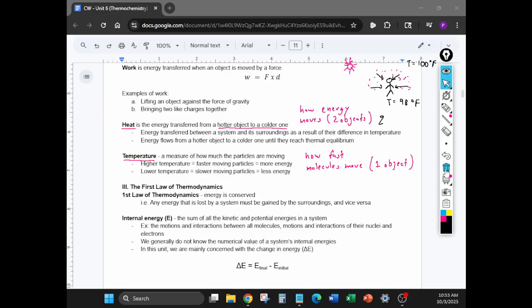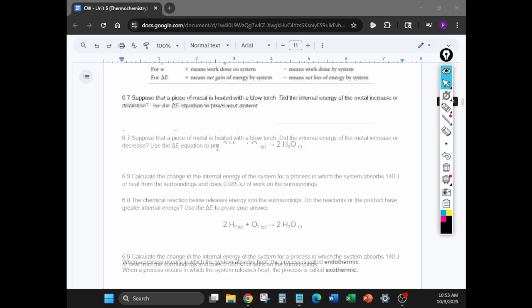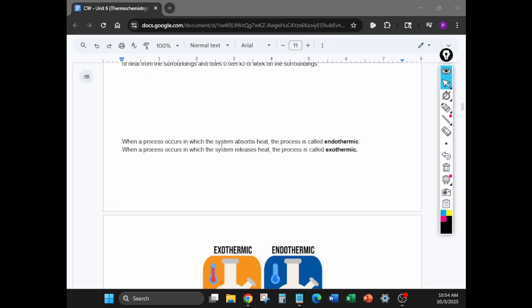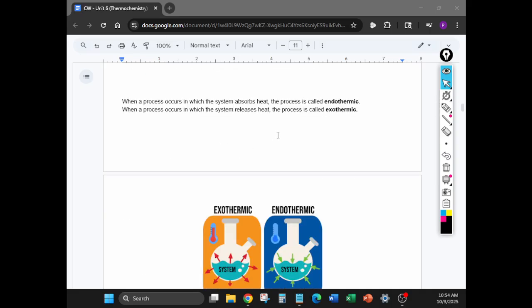All right, so let's move on. We're going to skip this. Okay. All right, so before we start the actual problems, let's talk about the last two terms.